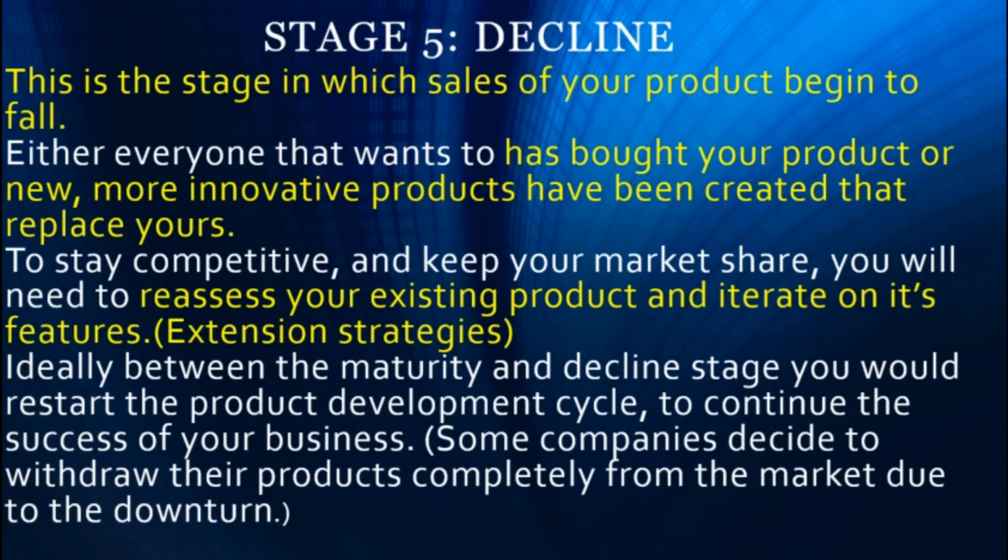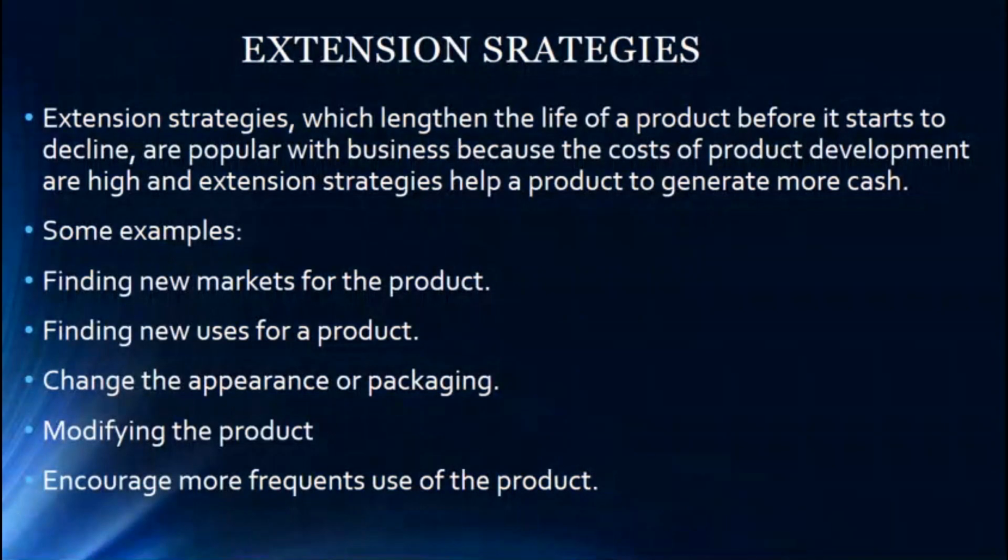Ideally between the maturity and decline stage, you would restart the product development cycle to continue the success of your business. Some companies decide to withdraw their products completely from the market due to the downturn. So this is the final stage of the product life cycle, which is called decline. In this stage, the sales of your product are either zero or very low. They begin to fall, and some businesses take their product totally out of the market, or develop new products that can make their sales up again.